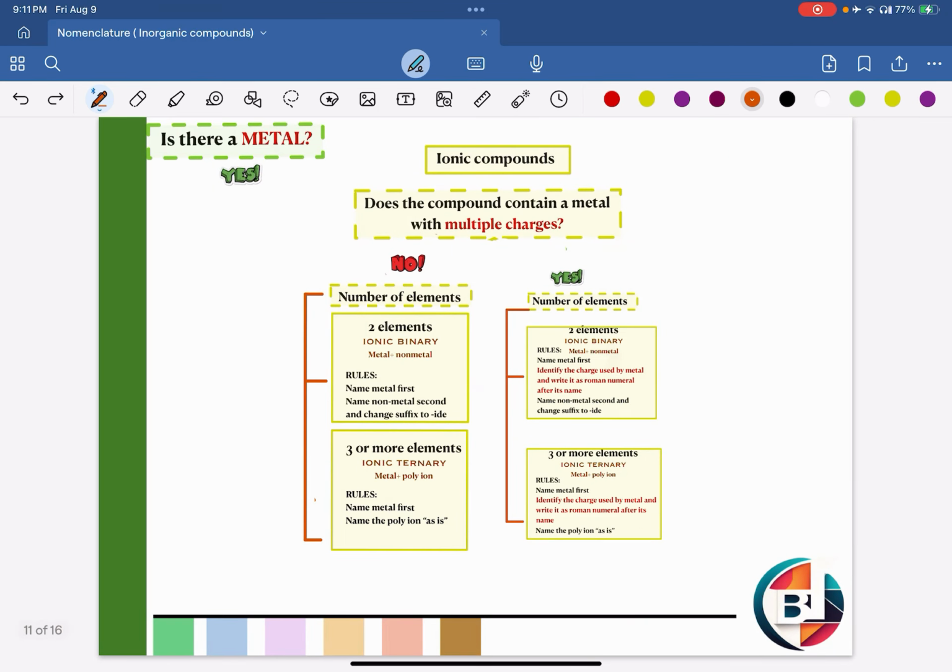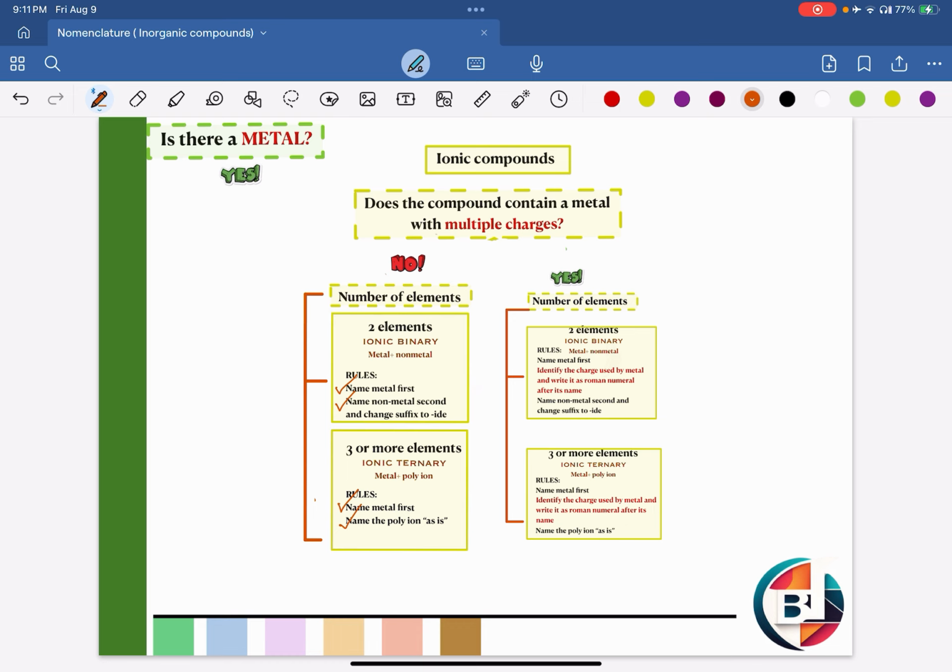Let's go over the summary for the rules of ionic compounds. For the main question, does the compound contain a metal with multiple charges? If your answer is no, then the rules would be: if it's ionic binary, you just need to name the metal first. The nonmetal should have a suffix ending in IDE. For ionic ternary, the metal and the polyion should be named as is.